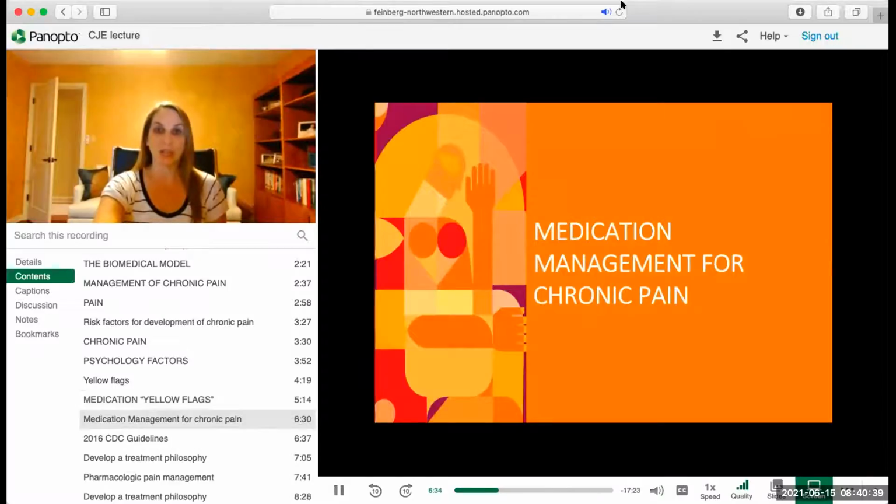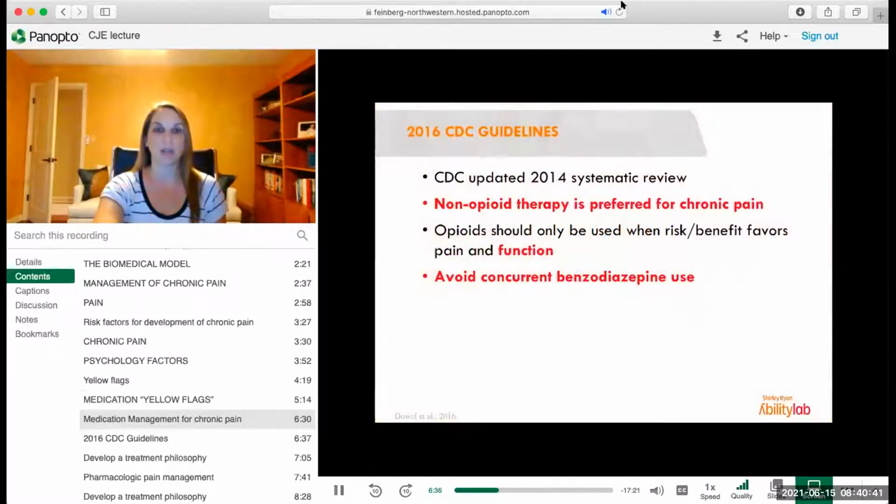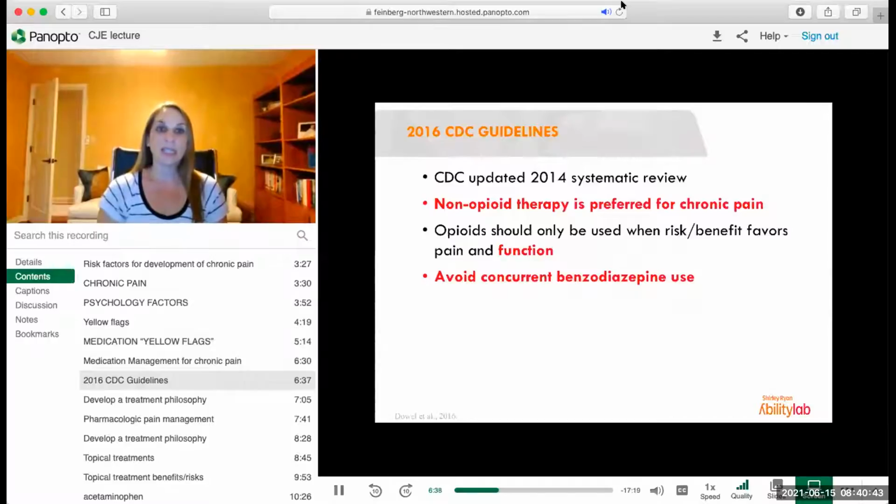There are a lot of different medication options we can consider in managing chronic pain. In 2016, the CDC guidelines came out, an update of a 2014 systematic review, where they really felt that non-opiate therapy is preferred for chronic pain, and opiates should only be used when risk-benefit favors pain and function. So it's not just managing pain, but also managing function. And the goal is to avoid concurrent benzodiazepines. So what kind of non-opiates can we look at?